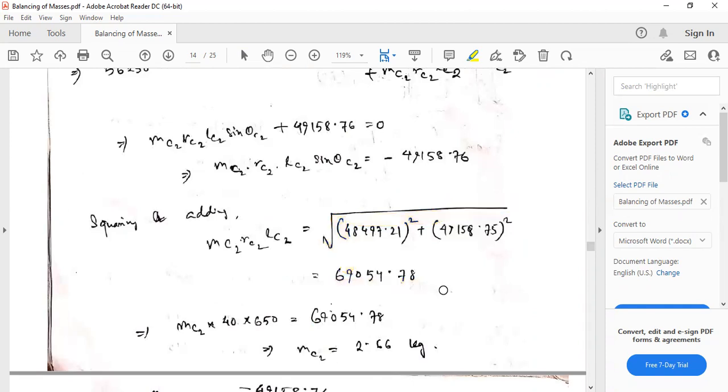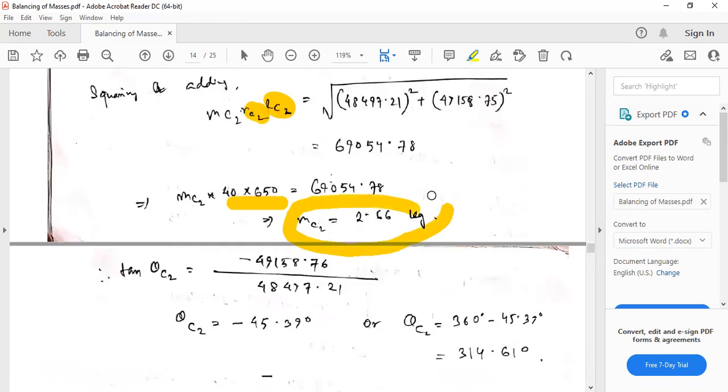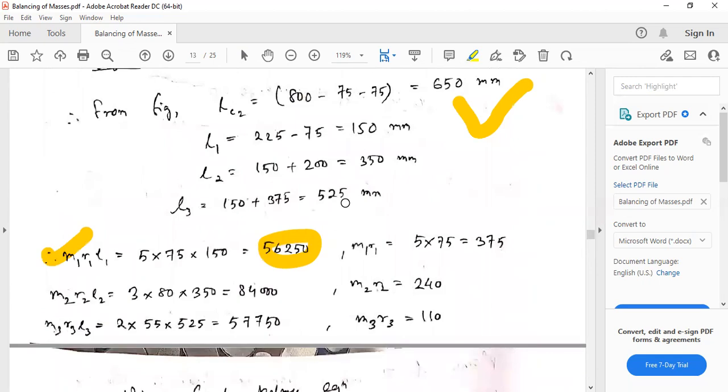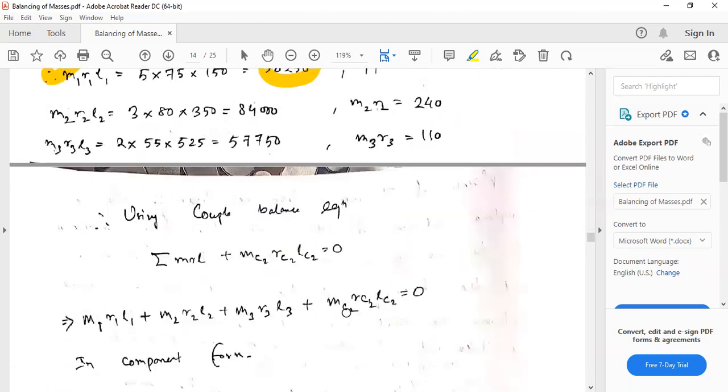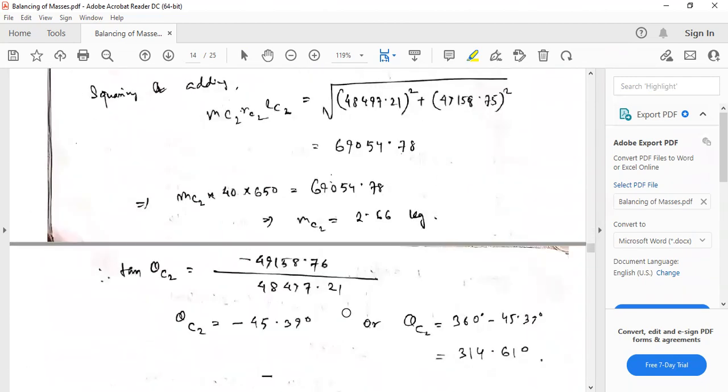Now we are left with MC2 RC2 LC2. Here LC2 is known, RC2 is known. Just by putting the values, we can get the balance mass. So we have found the balance mass to be put in the other plane other than the reference plane, here MC2. Now we don't know where to put it and at what angle. So we need to find out theta C2 in this case.